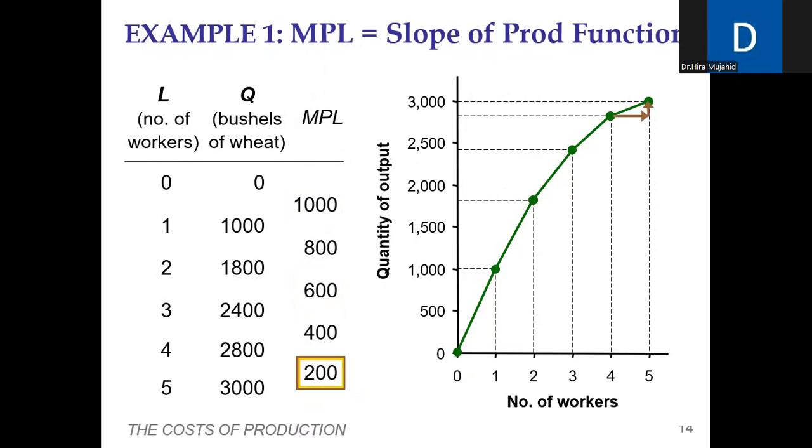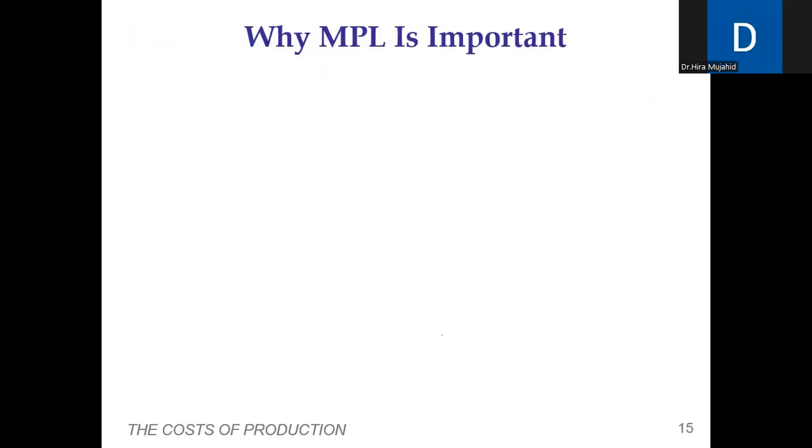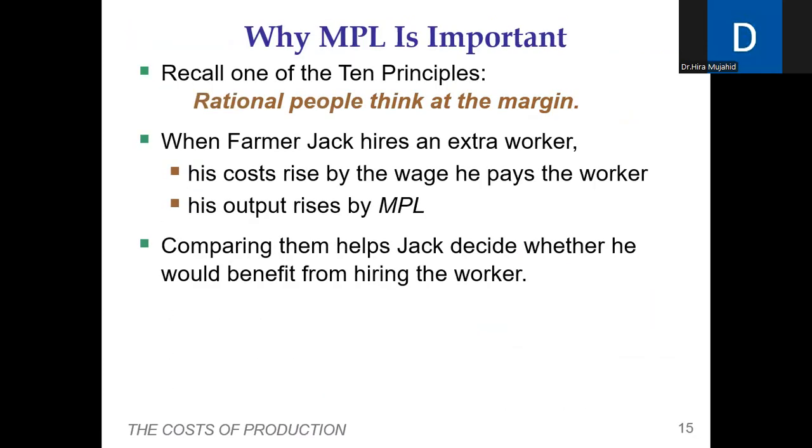You all know how we will calculate it: rise over run, the change in your y-axis divided by the change in your x-axis. So you can get your MPL, and it is diminishing. Why decreasing? Because we are keeping other factors constant, the ceteris paribus condition. So we are increasing only one input, and it will not increase your output if you rely only on one input, right?